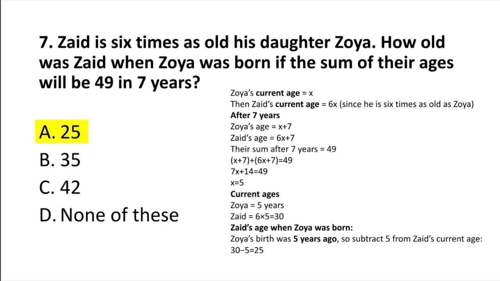Now this is the current value of x, meaning the current age of Zoya, which is 5 years, and Zed's is 6 times, so 6 times 5 is 30. Now going back, we have to find Zed's age when Zoya was born. Zoya's birth was 5 years ago. So subtracting the 5 from Zed's current age, which is 30 minus 5 equals 25. The correct answer is option A.